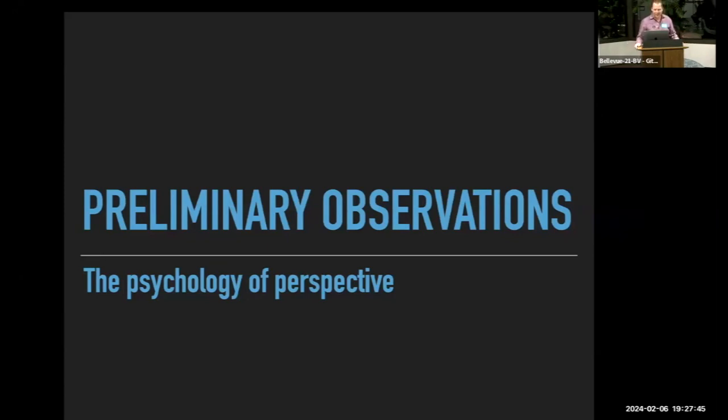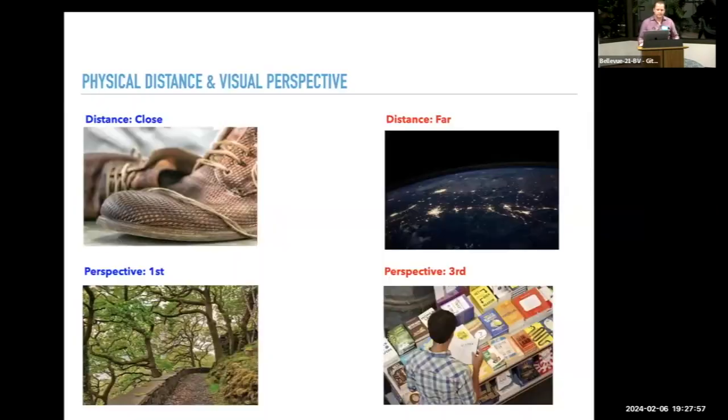Hopefully that makes sense. Okay, I want to talk about a specific follow-up use case and something that I've observed that I think is quite interesting in the data so far. I mentioned that we're collecting data that are relevant to construal level theory, and one is the physical distance, and one is perspective. Here's an example of a very close-up image, these shoes, and a distant image, this overview shot of the planet.